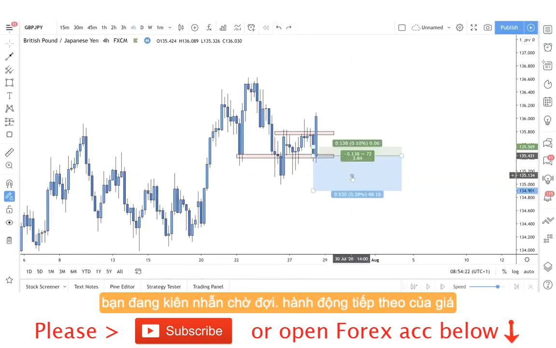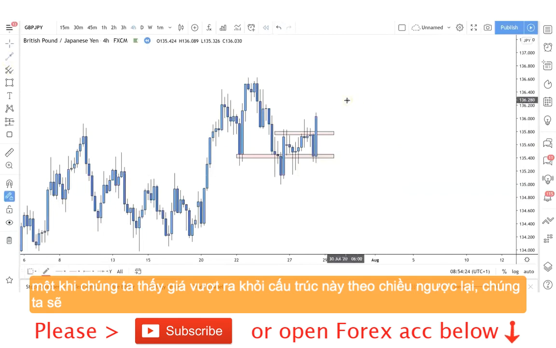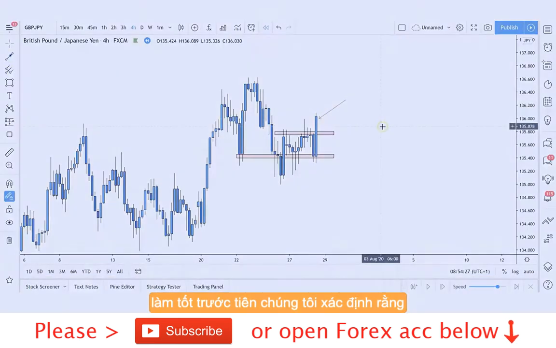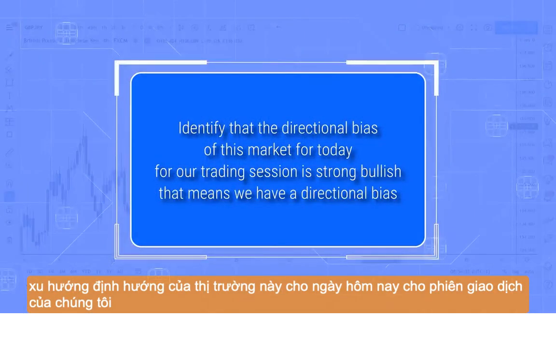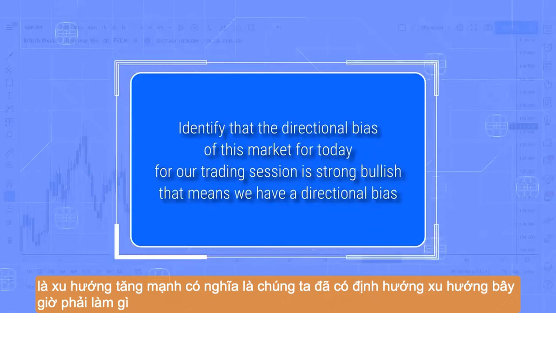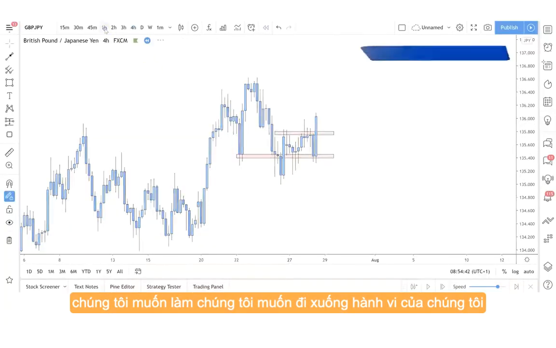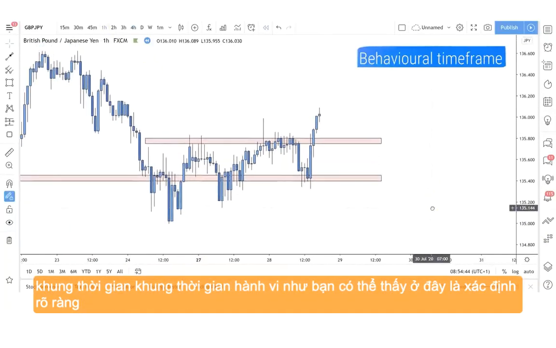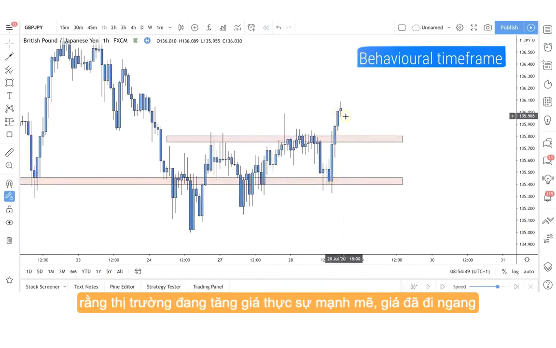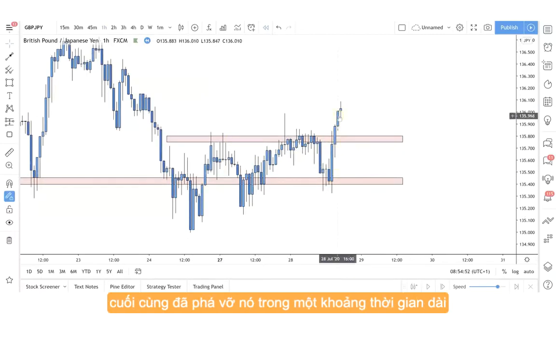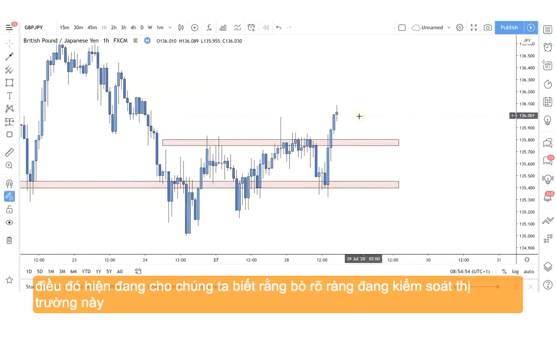So the next plan of action, once we see price breaking out of this structure to the upside, what are we doing? Well, first we're identifying that the directional bias of this market for today, for our trading session, is strong bullish. That means we have a directional bias. Now what do we want to do? We want to go down to our behavioral time frame. The behavioral time frame, as you can see here, is clearly identifying that the market is really strong bullish. We were sitting in this range and we've finally broken above it for a long period of time. That is now telling us that the bulls are clearly in control of this market.